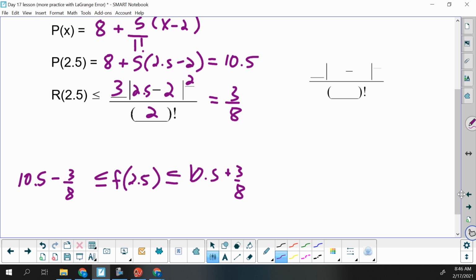So maybe it would say, prove that f of 2.5 is 10 point something. Well, if you subtract the 3/8 and add the 3/8, that's definitely 10 point something, so then we would have proved that. On the homework, one will ask you to prove it's negative, the other will ask you to prove that it's not some value. Like for example, this would prove that f of 2.5 can't possibly be 9, because 9 would not be in the interval here.